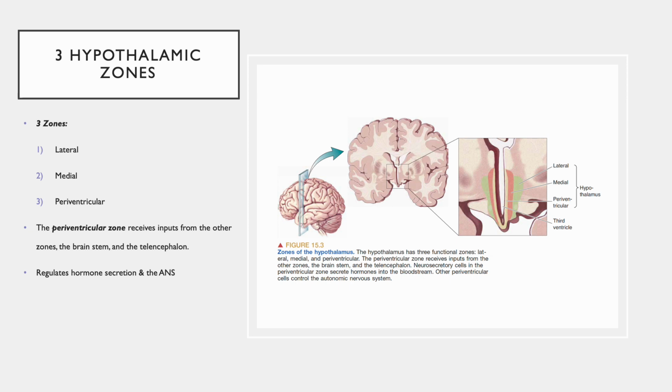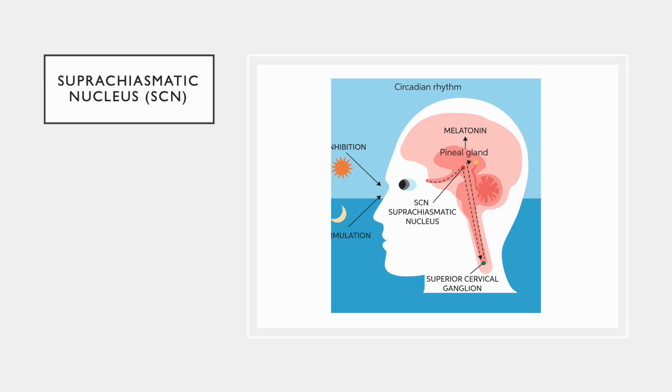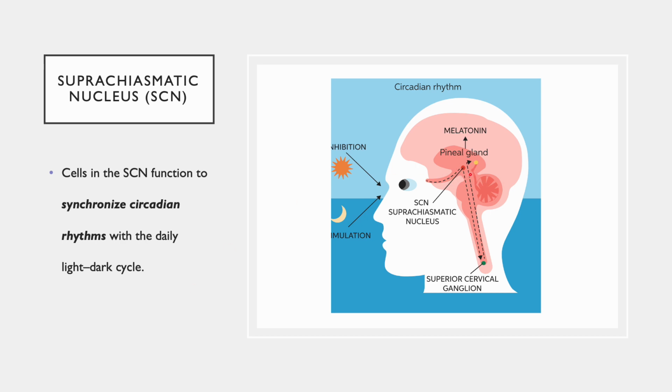It also regulates hormone secretion, as I mentioned earlier, but there's one group of cells in the paraventricular zone that I do want to talk about, and they are called the suprachiasmatic nucleus. This lies right above the optic chiasm. The suprachiasmatic nucleus is this important body of neurons, and their nuclei live here. These nuclei are responsible for synchronizing the circadian rhythms that we experience every day with the light-dark cycle. So these cells are actually receiving direct retinal innervation and function to synchronize these circadian rhythms. Therefore, it functions like the brain's master clock.